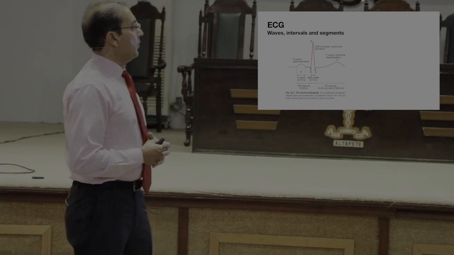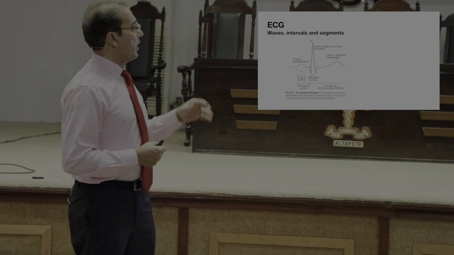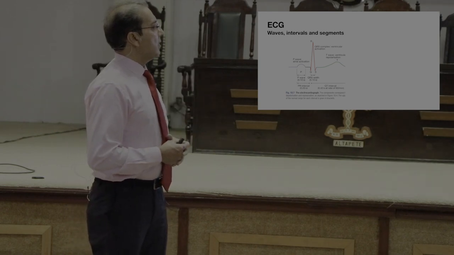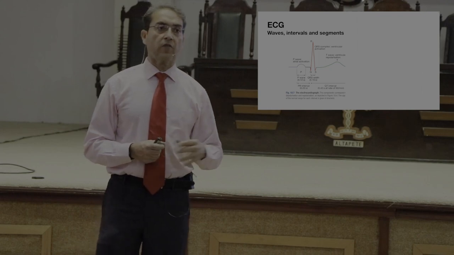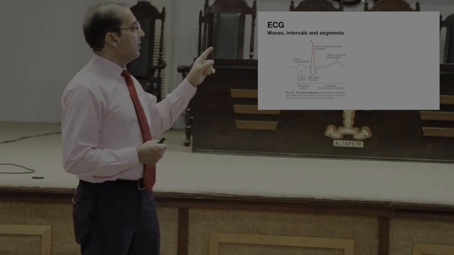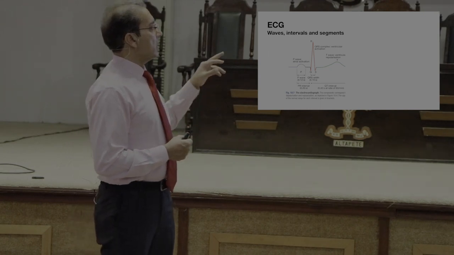Now the first is the P wave. The P wave is a positive wave. It reflects atrial activation. There is current going in the atrium, so this is reflected by the P wave. And then there is a small horizontal segment. This is the PR segment.